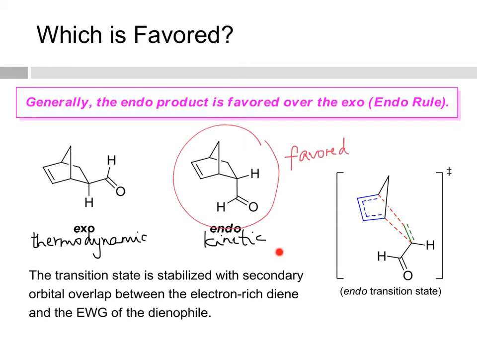The reason that it's favored and formed faster is because of a stabilizing effect of this electron withdrawing group. In the formation of this transition state, when you're breaking and making these bonds, this electron withdrawing group has its p orbitals aligned here, and remember that this is a filled p orbital, and it can donate into this transition state and stabilize it with secondary orbital overlap. In an exo transition state, remember that the electron withdrawing group is angled away from the diene, so it cannot participate in secondary orbital overlap.